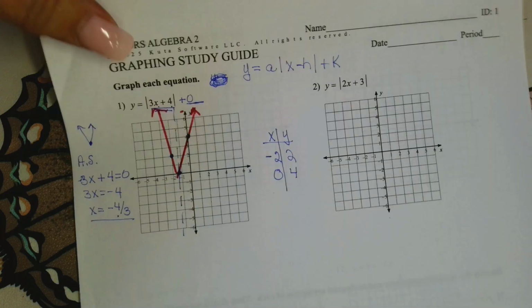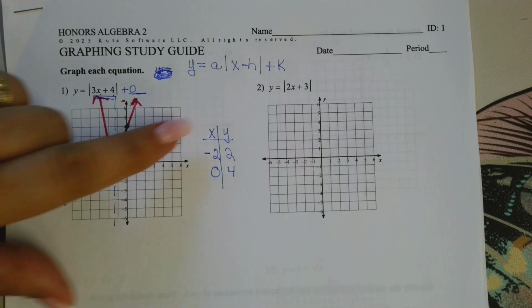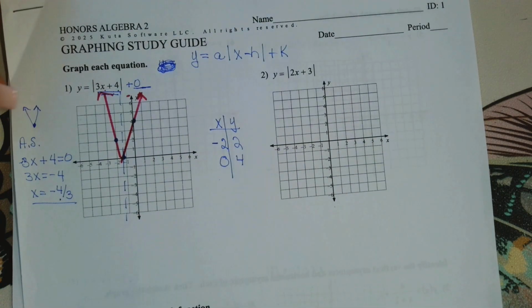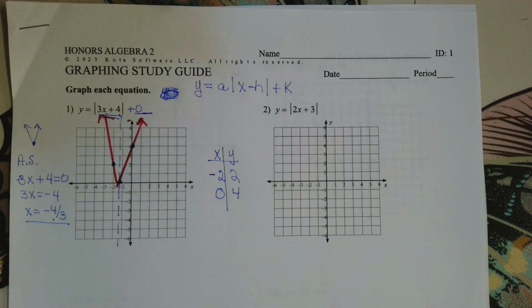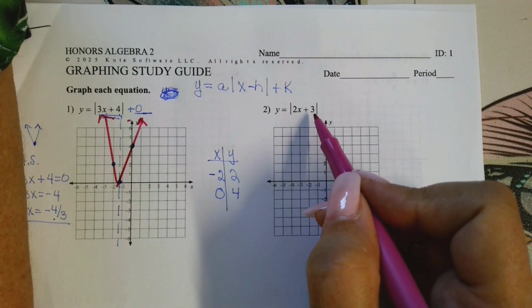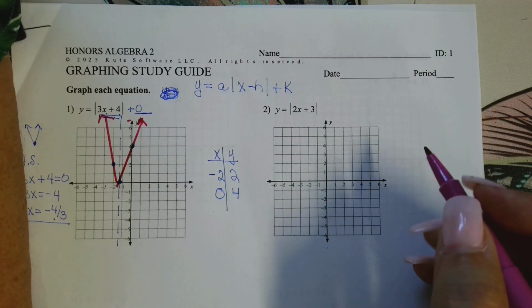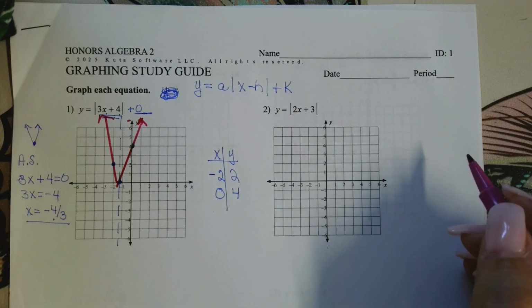All right, let's take a look at number 2. Once again, this one is not shifted up or down, so that's kind of nice. This is moved 3 units to the left, and there is a horizontal shrink by a factor of 1/2, in case you wanted to know.